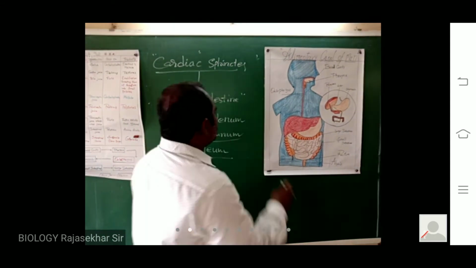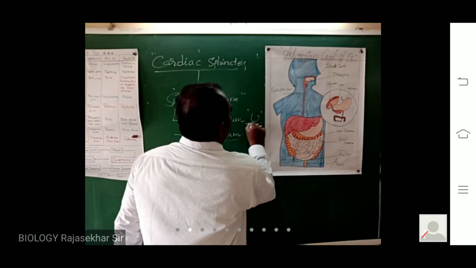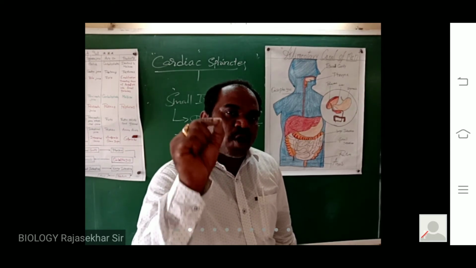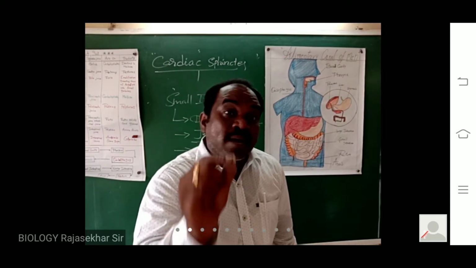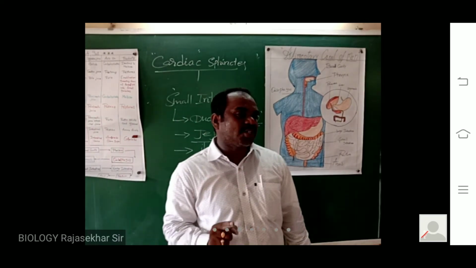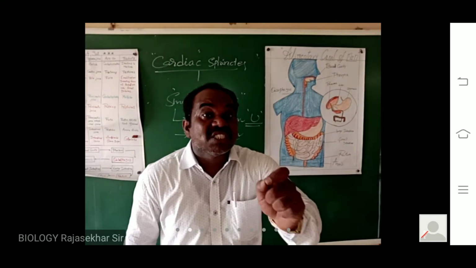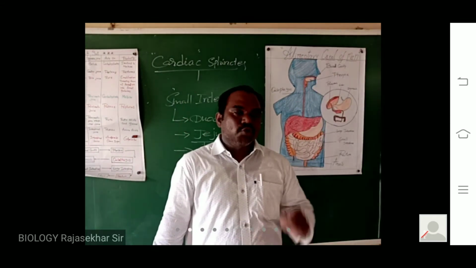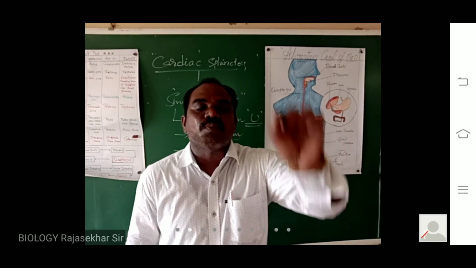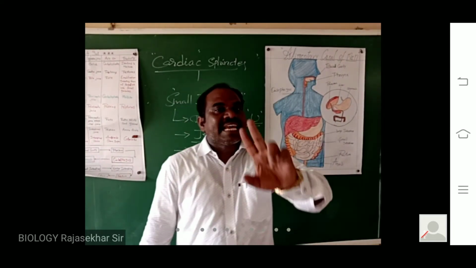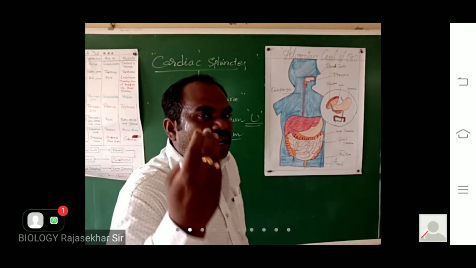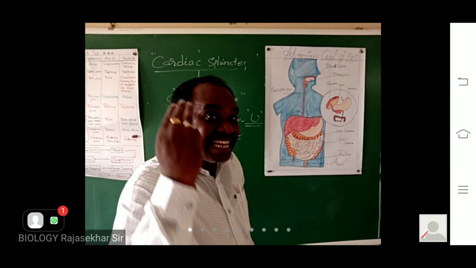Duodenum is a U-shaped part. Duodenum is the first part of the small intestine. Very, very important from the examination point of view. Duodenum is the first part of the small intestine. Second part of the small intestine, jejunum. Third part of the small intestine, ileum.